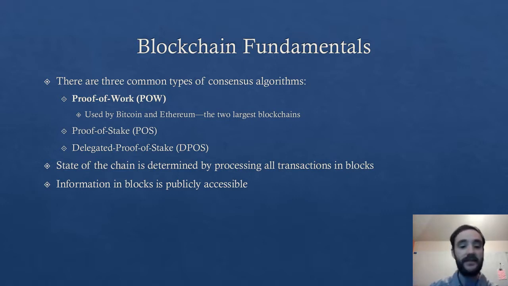And in blockchains, the state of the chain is determined by processing all transactions in the blocks from the beginning. It's not, this is how much you have. It's, you have made these numbers of debits, these number of credits, and this is your final balance, and you have to recalculate that every single time.